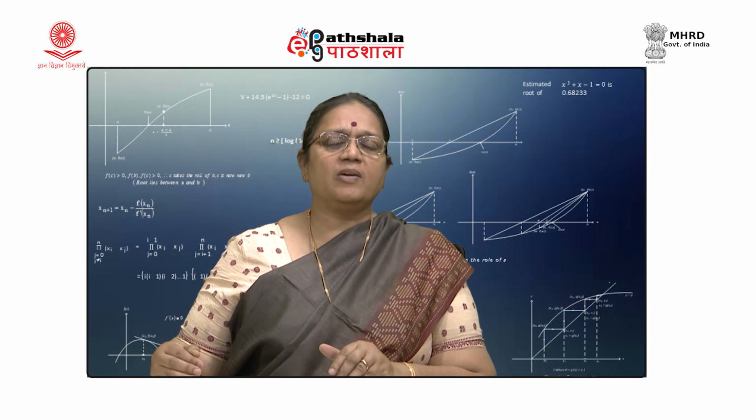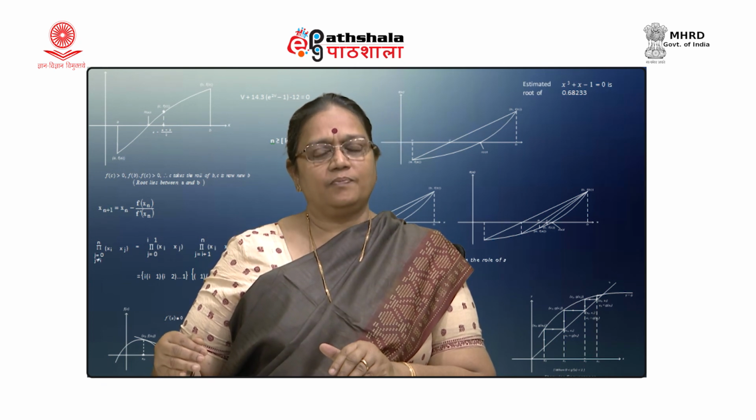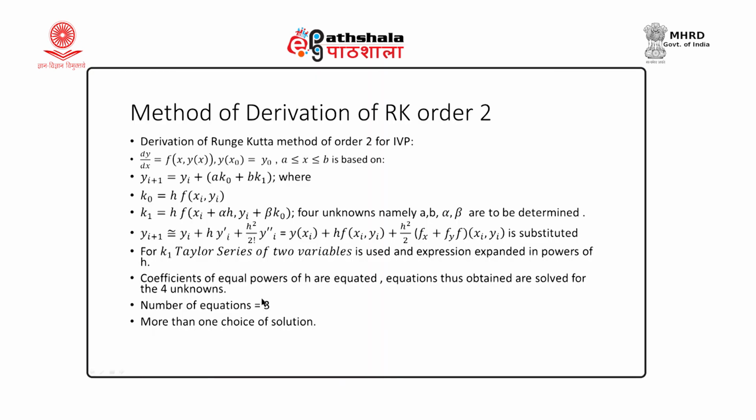So, you have the freedom of choosing at least one parameter independently. So, there is more than one solution to the Runge Kutta method of order 2, there is more than one choice of solution. The most common solution we use is alpha equal to 1 and beta equal to 1, and a and b equal to half, that is the most convenient solution.